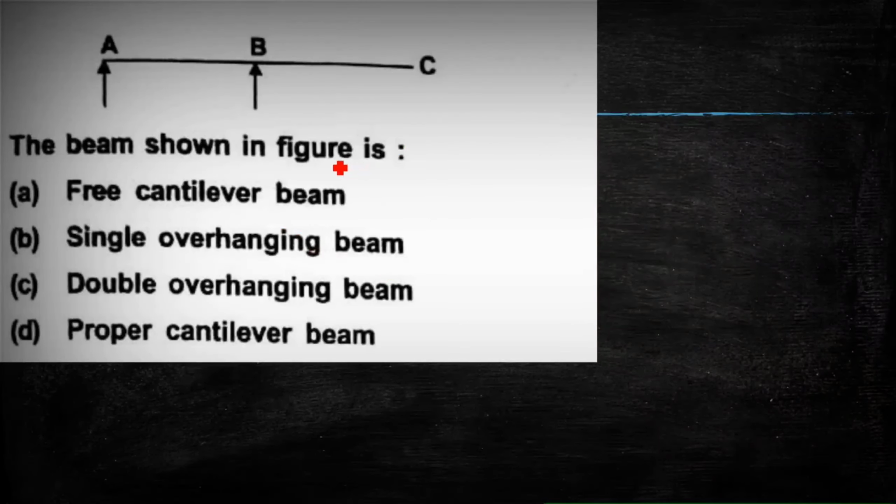The beam shown in the figure is a free cantilever beam, single overhanging beam, double overhanging beam, or propped cantilever beam. So the answer is single overhanging beam. Let's suppose if there is one other overhanging at this point, then it will be a double overhanging beam.